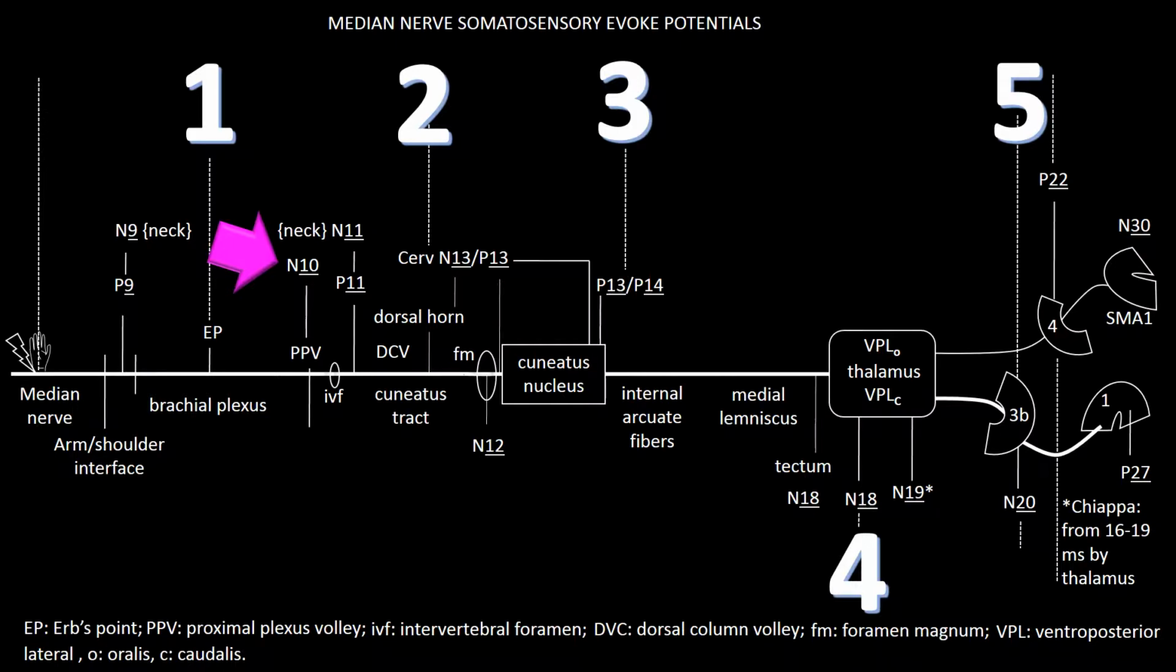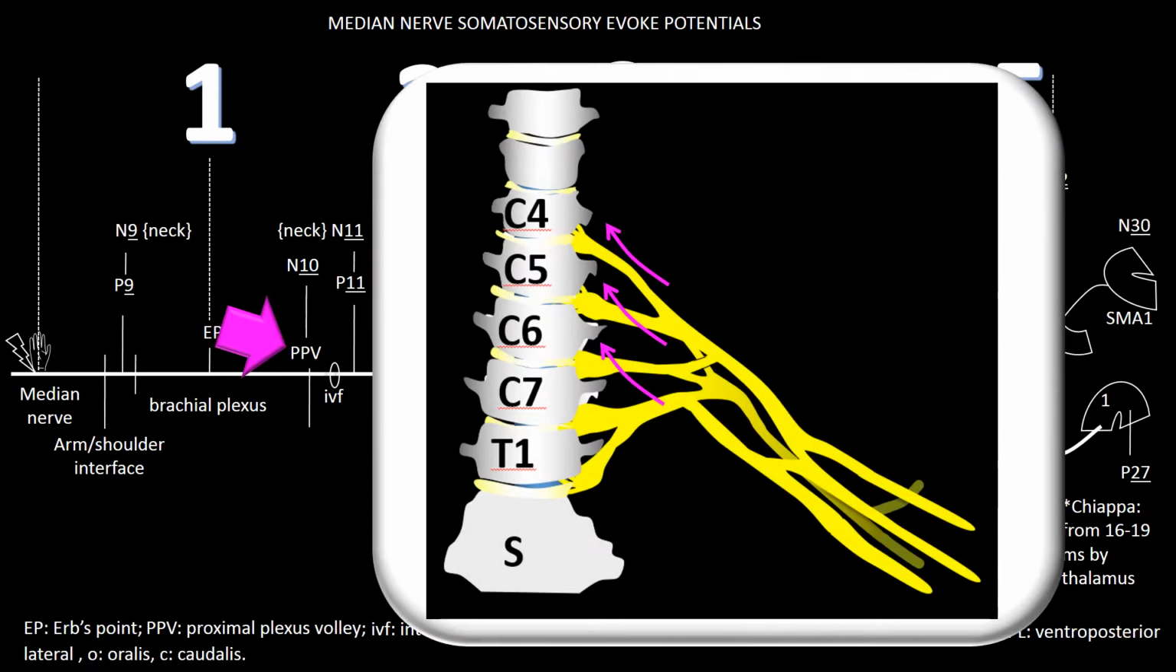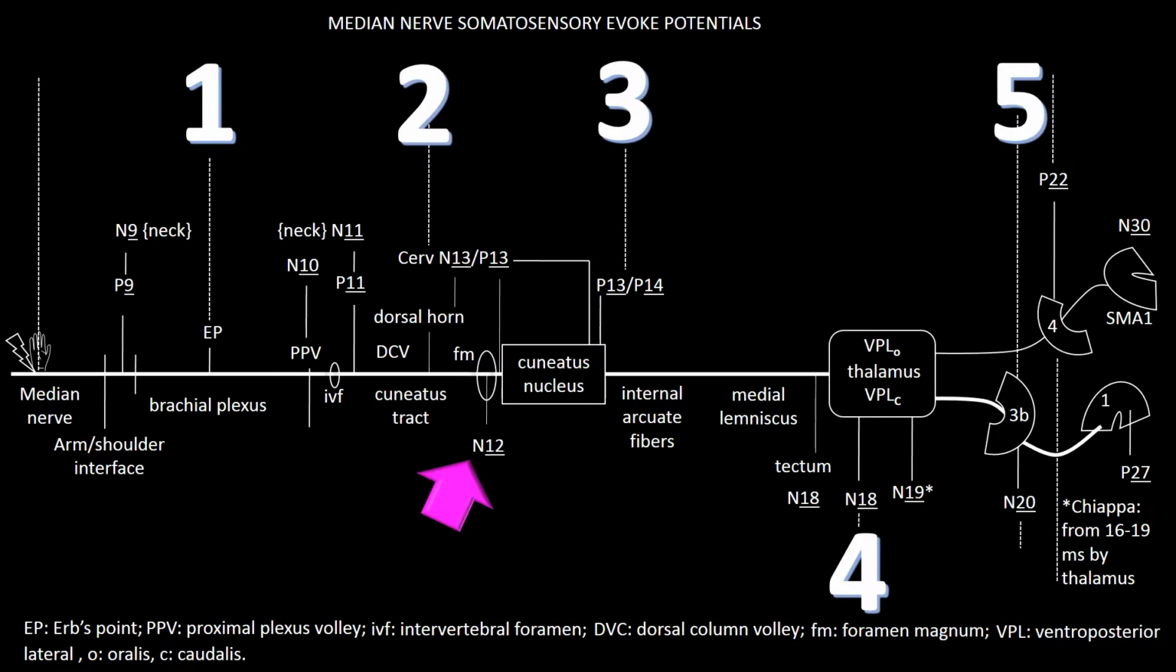Another early potential is N10. N10 corresponds to the electrical volley traveling through the brachial plexus proximal region, as I have shown in this frame. Another traveling potential not used clinically but often mentioned in the board examinations is N12. This potential is produced by the dorsal column volley as it goes through the foramen magnum.